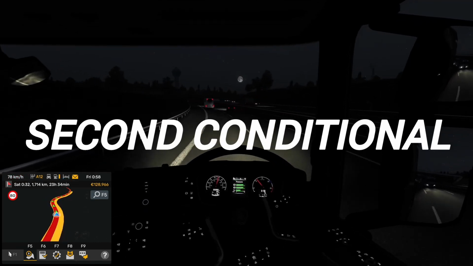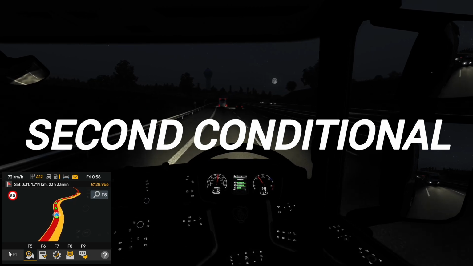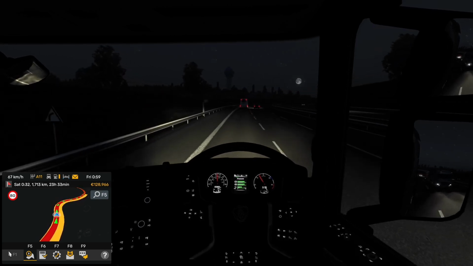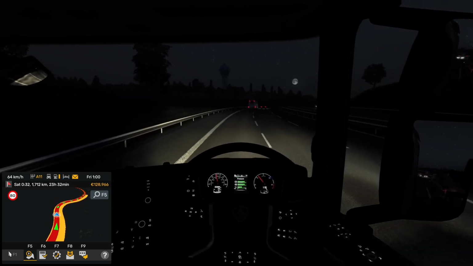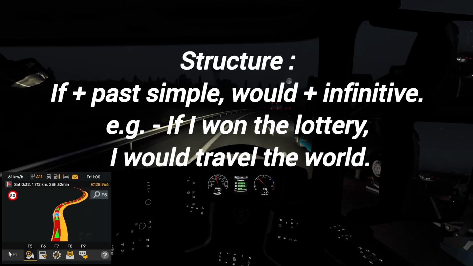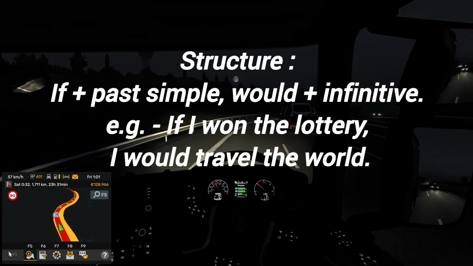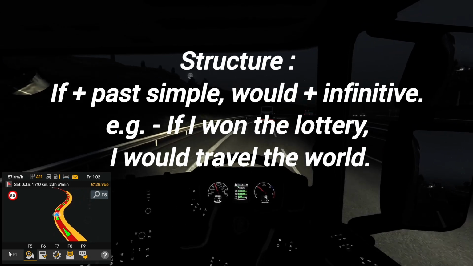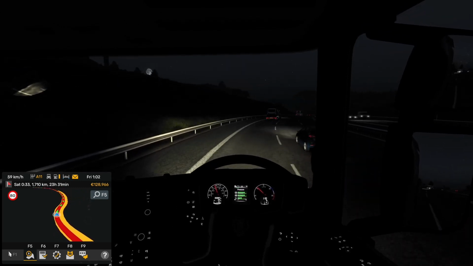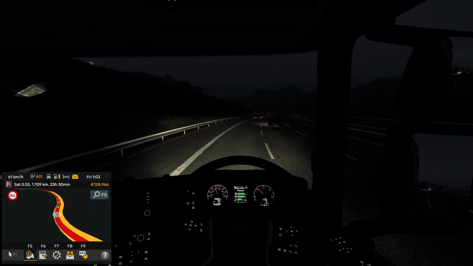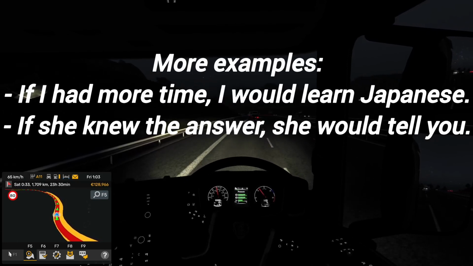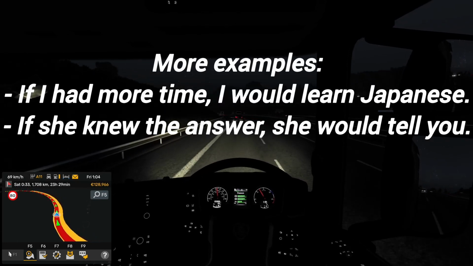Moving on to the second conditional. This one's for imaginary or unlikely situations in the present or future. The structure is, if plus past simple, would plus infinitive. For example, if I won the lottery, I would travel the world. We use the past simple after if to talk about an unlikely or imaginary situation, and would in the main clause to talk about its result.